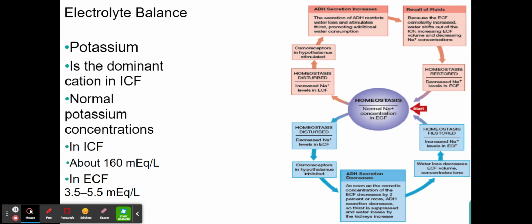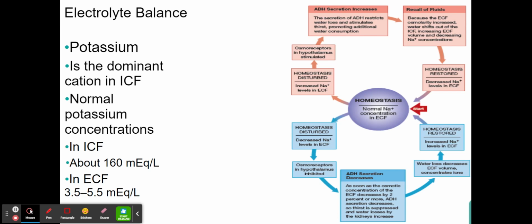Electrolytes in body fluids are measured in terms of equivalents. An equivalent is the amount of a positive or negative ion that supplies 1 mole of electrical charge, and one equivalent is equal to 1,000 milliequivalents. For example, 1 mole of potassium ions and 1 mole of chloride ions are each 1 equivalent, but 1 mole of calcium is 2 equivalents because the calcium ion has a charge of 2.